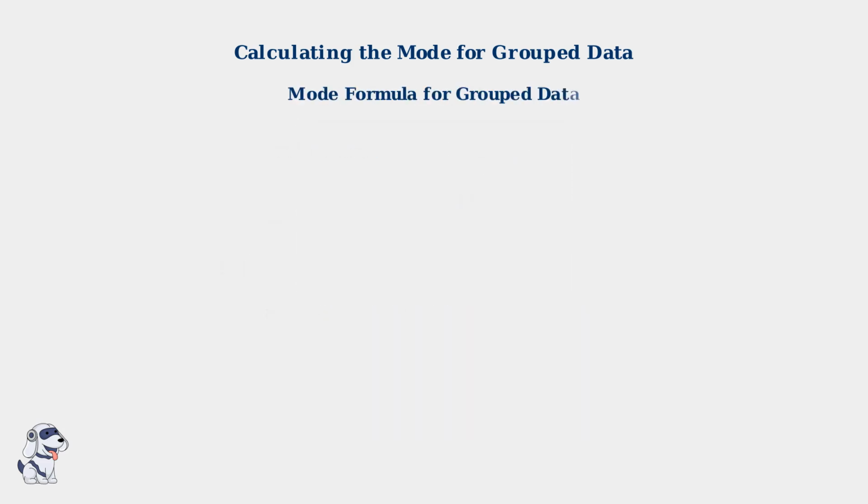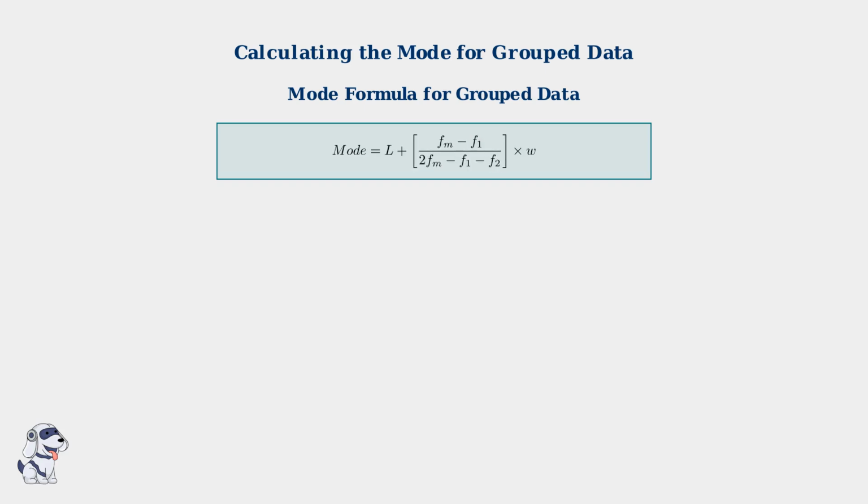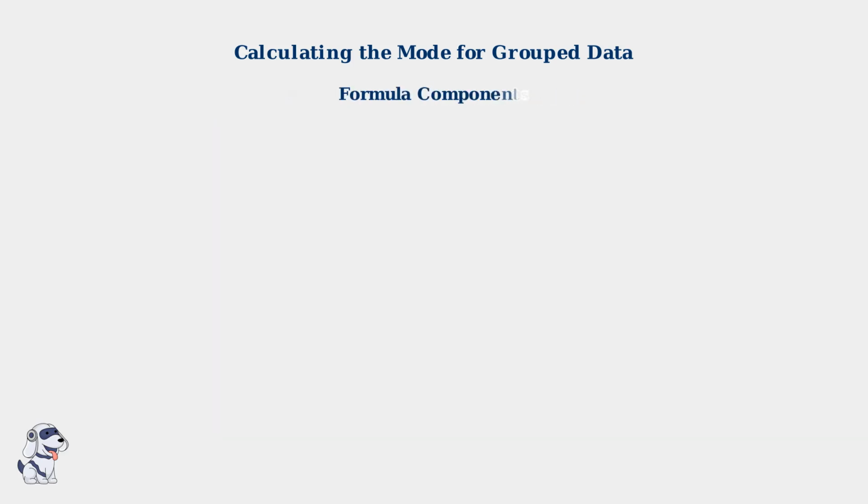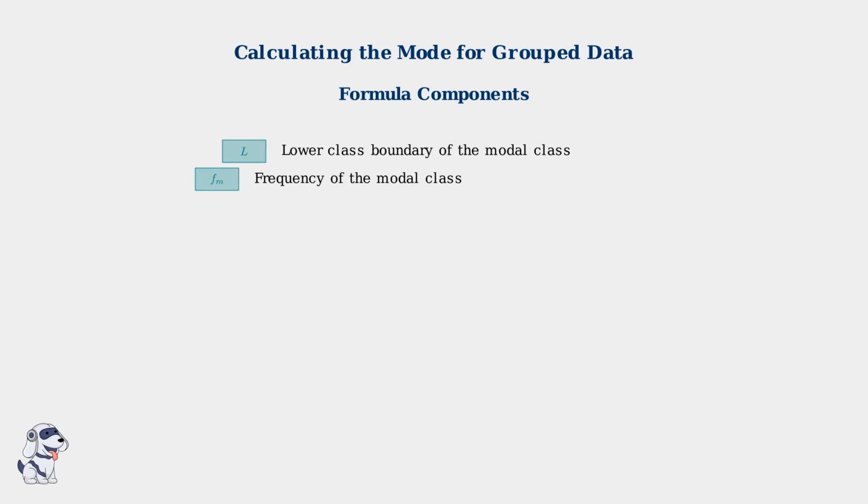The formula for calculating the mode of grouped data involves several components. Let me break down each part of this formula for you. Let's examine each component of the formula. L represents the lower class boundary of the modal class. F subscript M is the frequency of the modal class itself.